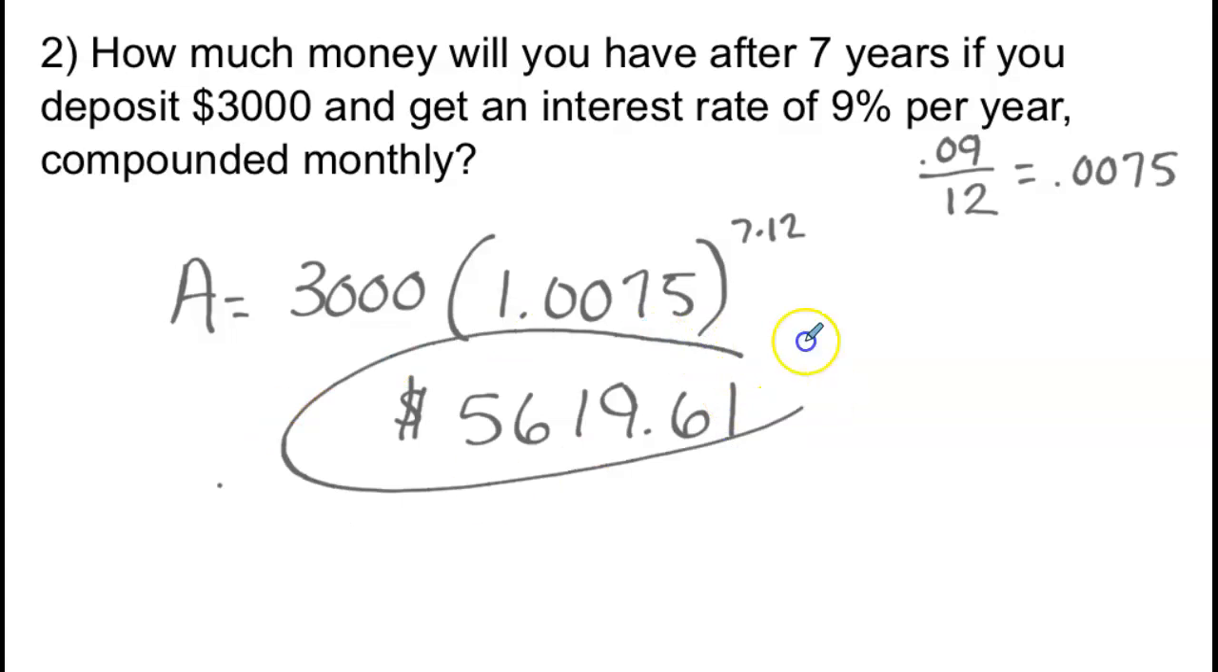$5,619.61. So notice, if you compound it monthly, you get a little bit more money, a little bit over $100 more than if you only compounded it every single year.